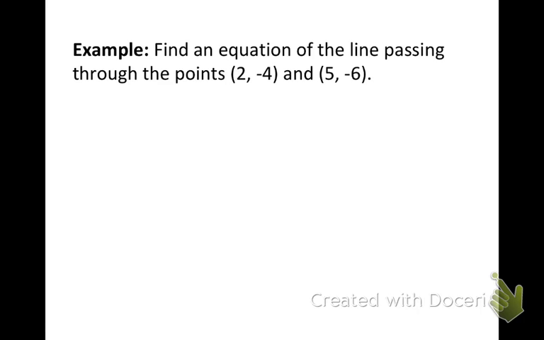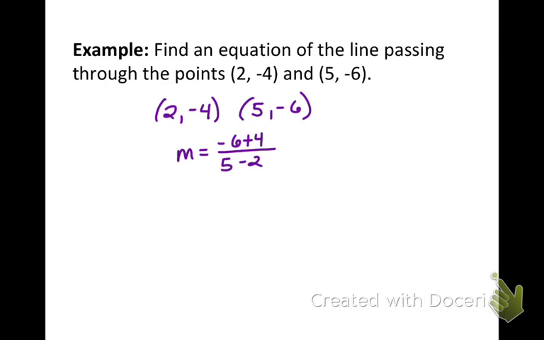Which means we've got to find the slope, because you guys are all now masters of finding slope. Rise over run. So if my 2 points are (2, -4) and (5, -6), my slope is going to be negative 6 minus negative 4, so plus 4, over 5 minus 2. So negative 2 over 3 is our slope.